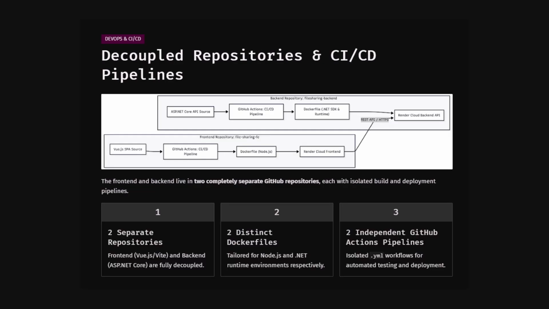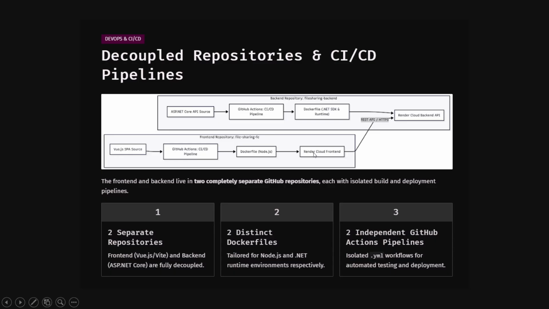And next, the GitHub repositories and CI/CD pipelines. For our DevOps strategy, we decided to keep things completely separate. We had two distinct GitHub repositories, one for the frontend and one for the backend. Each repository has a custom Dockerfile and independent GitHub Actions CI/CD pipelines.